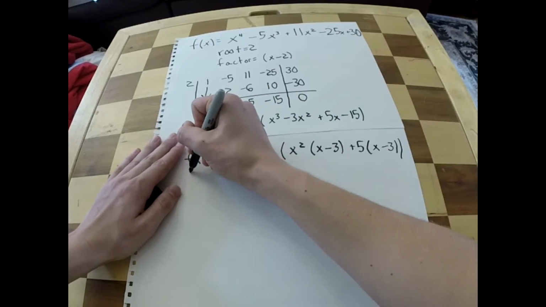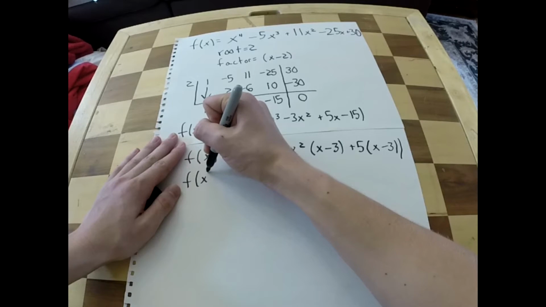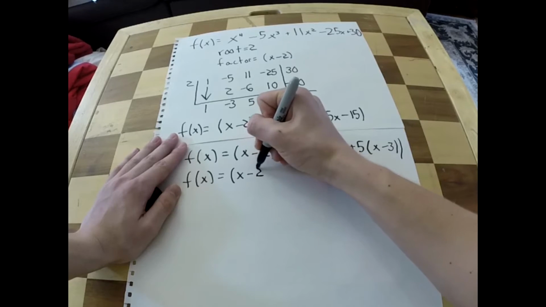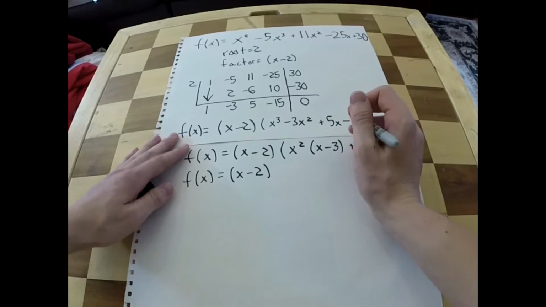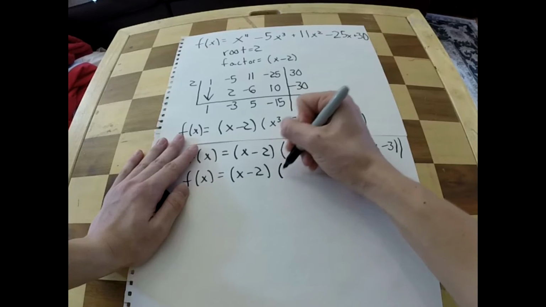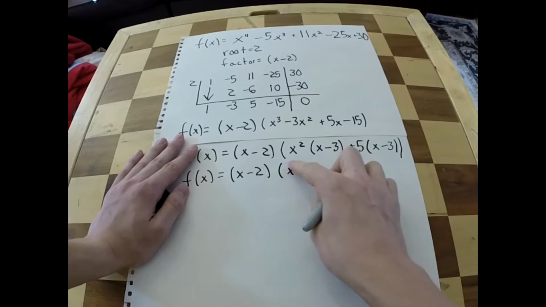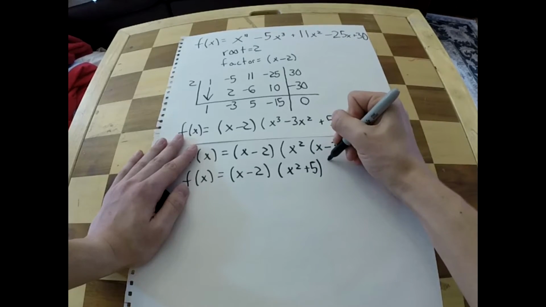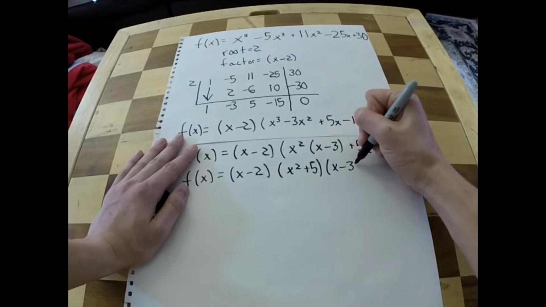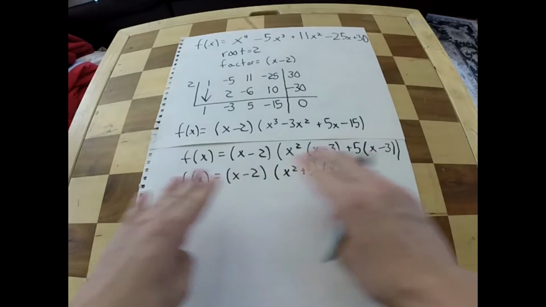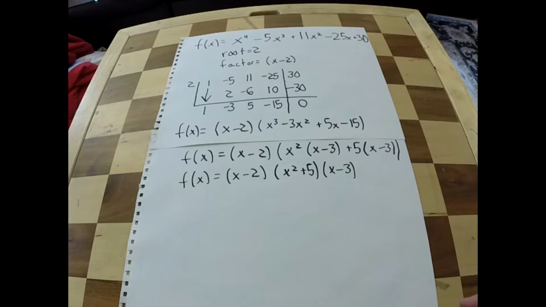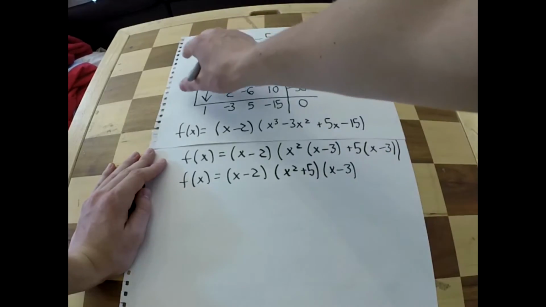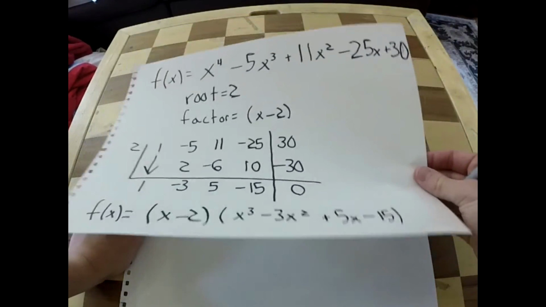So now what we can do, factoring by grouping, again, if you are unsure of what I'm doing when I say factoring by grouping, I suggest you watch one of the other videos on our YouTube channel, AMD Algebra Academy. But here we have x squared plus 5 times x minus 3. There we go. Okay. So now we have all of the factors of our polynomial equation, and we can find all of the roots, as I said was the goal with this problem when it began.